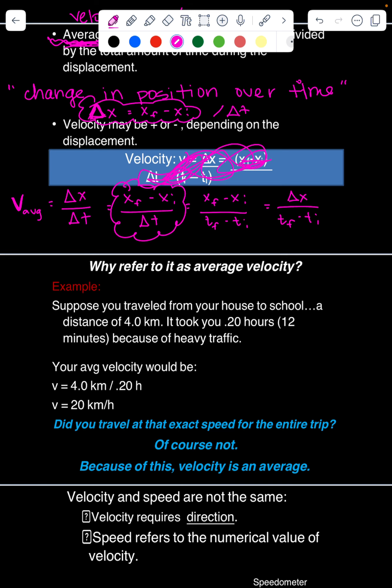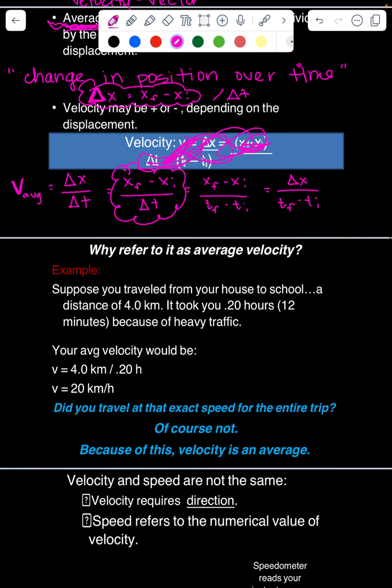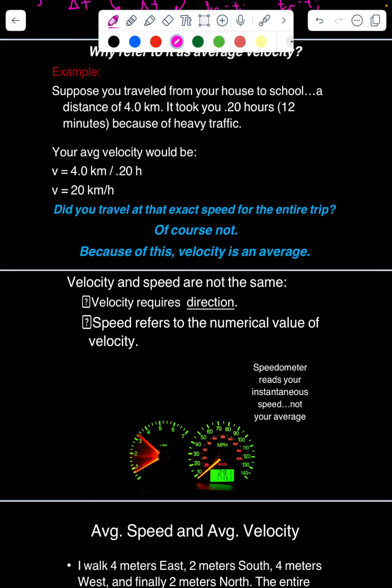That's just your average. Now I want you to put big, huge stars, highlight. We want to make this big. We want to remember this. Velocity and speed are not the same. They are not the same.